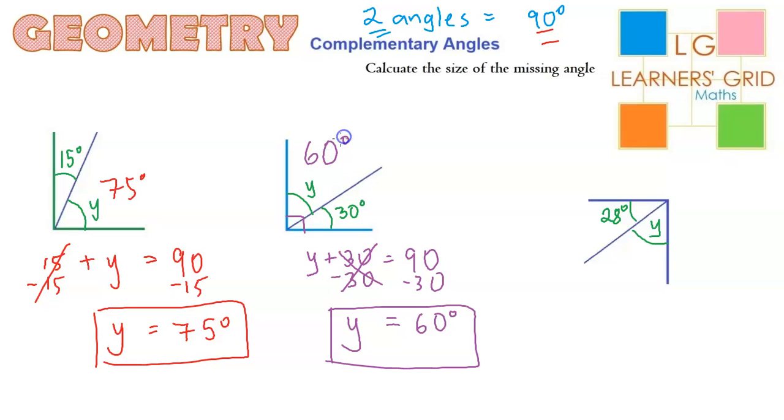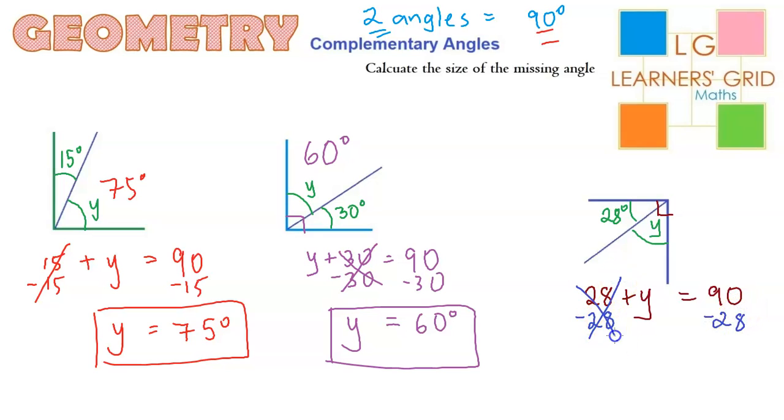Y is 60 degrees. And for the last one over here, we have 28 plus y. Again, that is going to equal that angle there, which is 90 degrees. So let's solve from this point. We minus 28. We do the inverse of positive 28, which is minus 28.